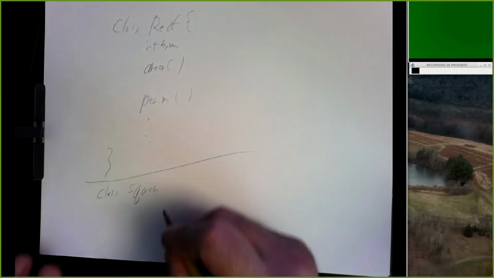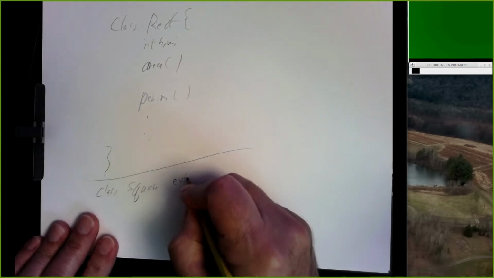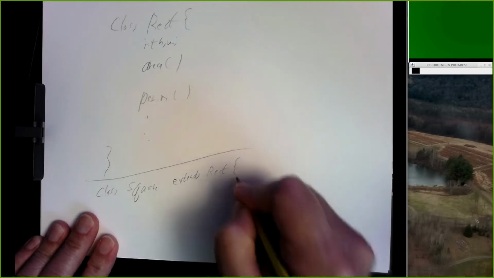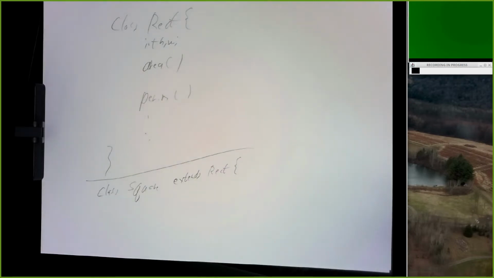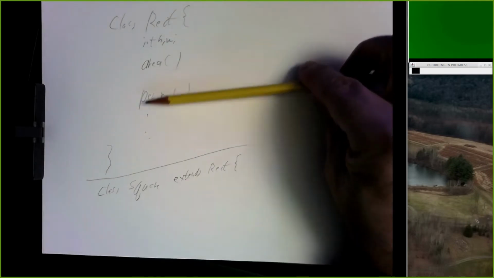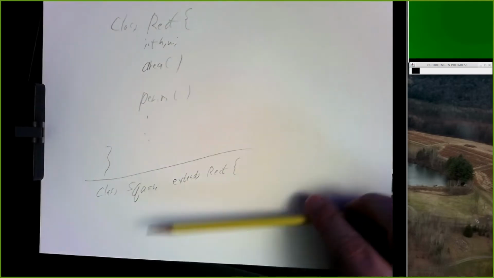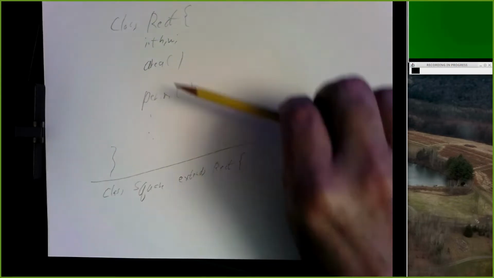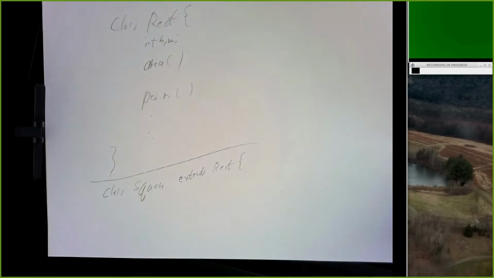We could say class square extends rectangle. And as soon as we say that, effectively all the code inside a rectangle is now part of a square. So it inherits all of the methods, all of the fields from the rectangle class into the square class.